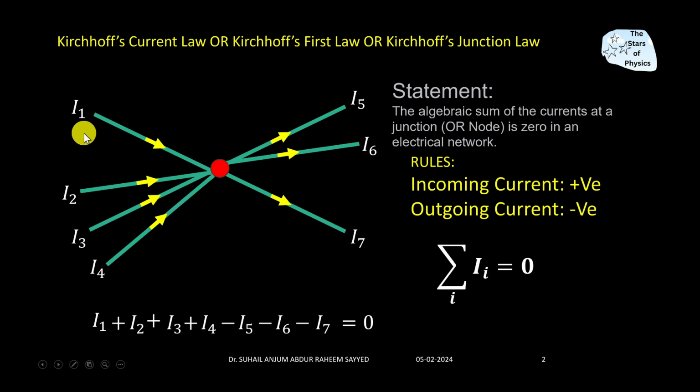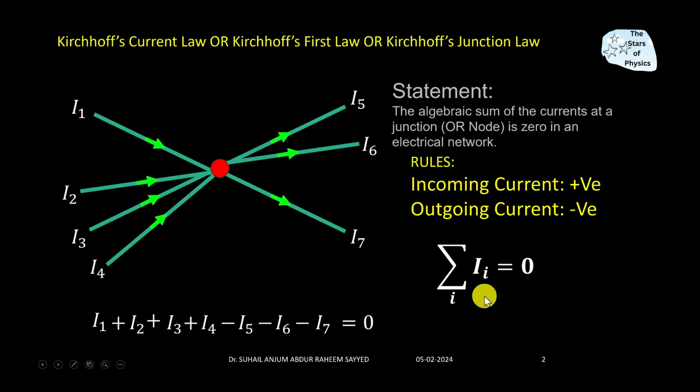Now you can see here I1, I2, I3 and I4. These four currents are the incoming currents towards the node or junction, and I5, I6 and I7 are outgoing currents. So we consider these four incoming currents as positive, and these three outgoing currents as negative. In general we can have any number of incoming and outgoing currents. So we can say I1 plus I2 plus I3 plus I4 minus I5 minus I6 minus I7 equals 0. In short, we can summarize it as the summation of I subscript i is equal to 0.